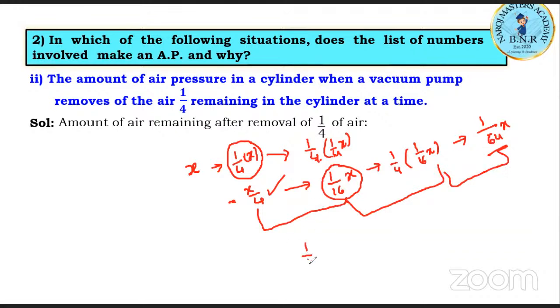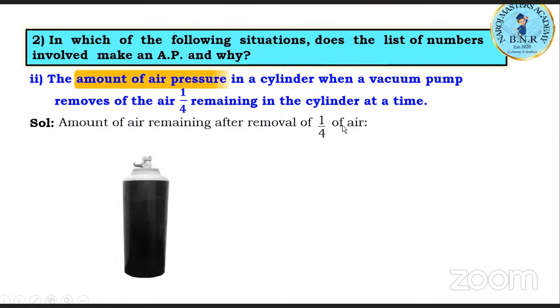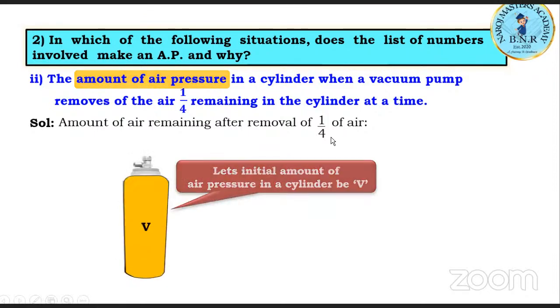16. 1/4, 1/16, and what is the next one? 1/64. Yes. Is it right? Is this situation what we call an AP series or not? No, sir. Look here. This is a cylinder. Yeah, very good answer, Nana, first of all.